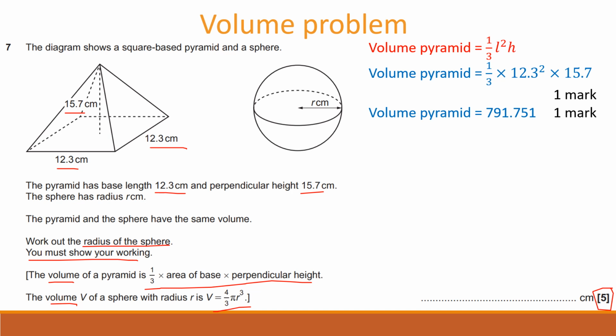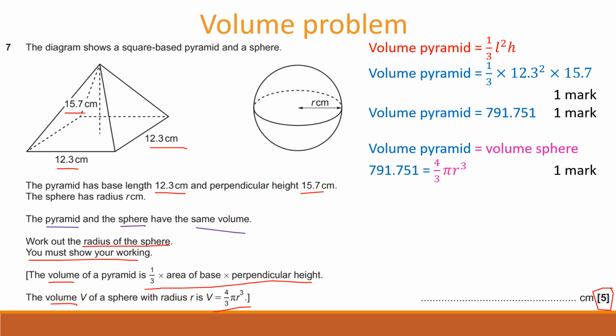Now you're told that the volume of the pyramid and the volume of the sphere are exactly the same. And we know down the bottom that the volume of the sphere is 4/3 pi r cubed. The answer we've just worked out is equal to 4/3 pi r cubed, for 1 mark. So we've got 3 marks so far, just from using the information in the question and taking key bits of information.